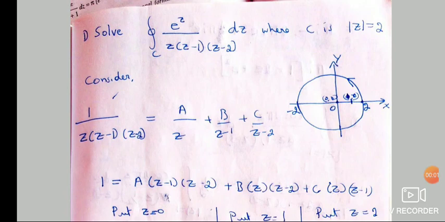We'll start with the problems of Cauchy's integral formula and Cauchy's theorem together. So the first problem is the line integral of e^z divided by z into z minus 1 into z minus 2.